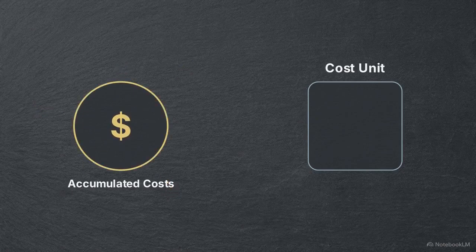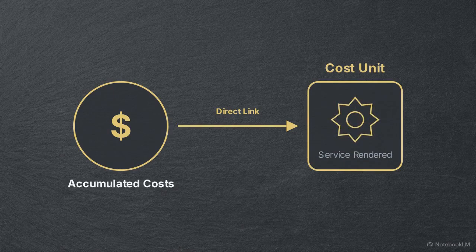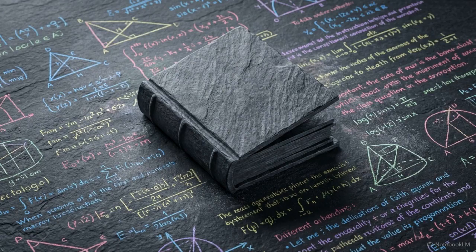It demands that accumulated costs must be directly linked to the specific end product manufactured or the service rendered. The GAAP framework offers a second definition: a form of measurement of volume of production of a product or a service. This GAAP document serves as the official preface and guiding philosophy for the broader cost accounting standards.